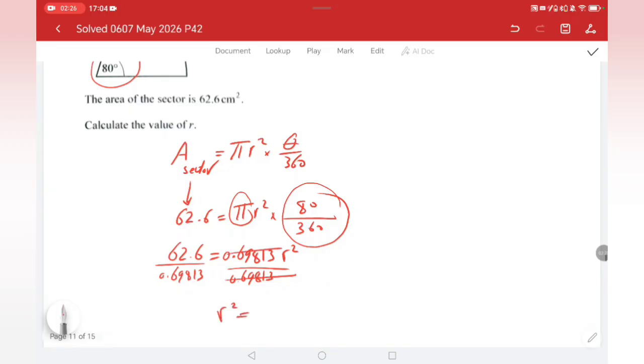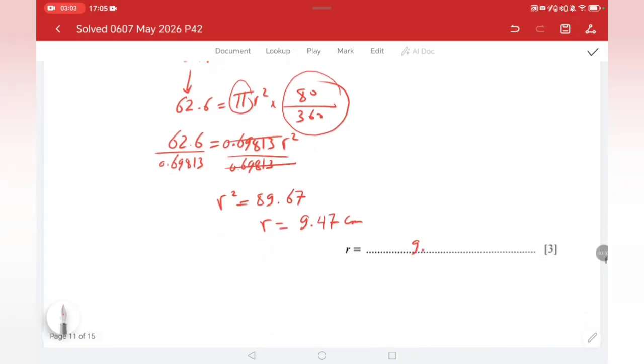So r squared equals, if you divide this one by 62.6, reciprocal. Okay, so we have like 89.67, the square root of the answer. So r equals 9.47. Okay, so this is the radius.